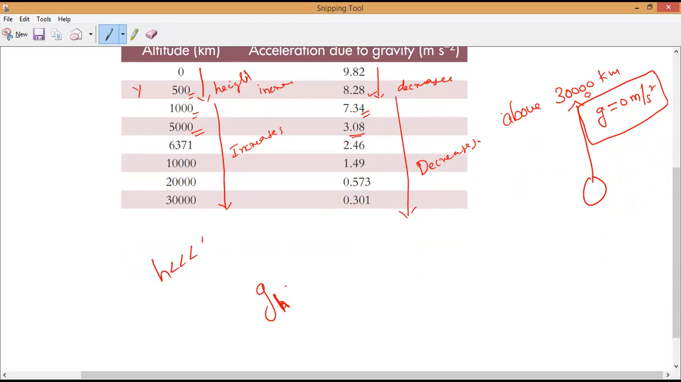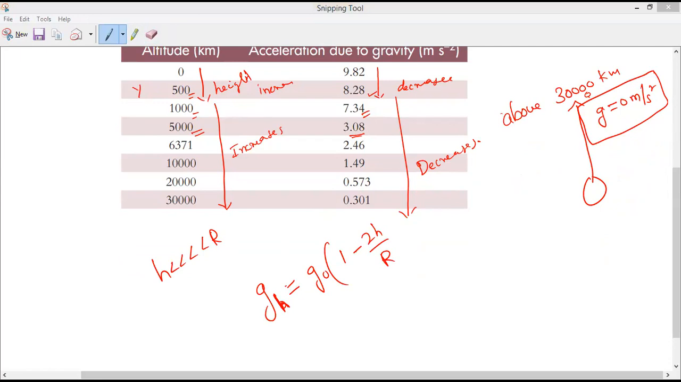For calculating lower height, H is very small compared to R. Gh is equal to g0 into, what is the formula, guys? 1 minus 2h divided by R. That is what you have to remember. That's all. Any doubt? Anybody ask? Are you clear? Till here, note it down.